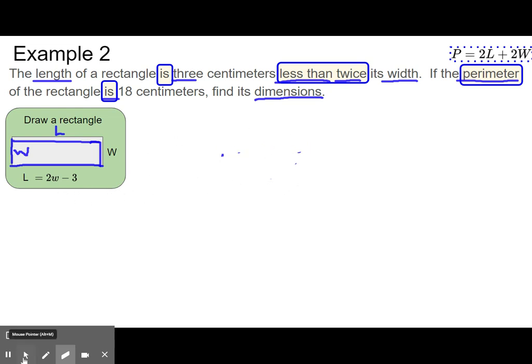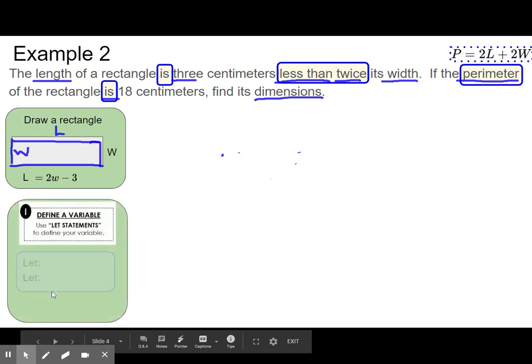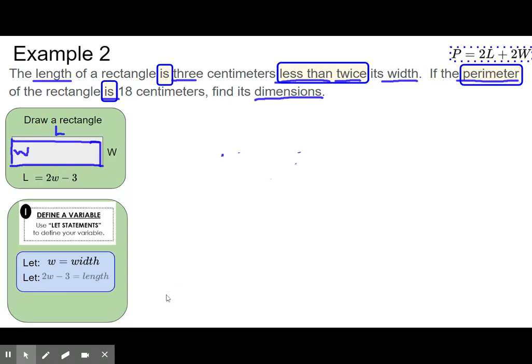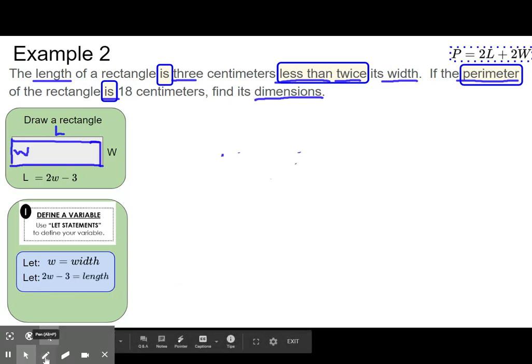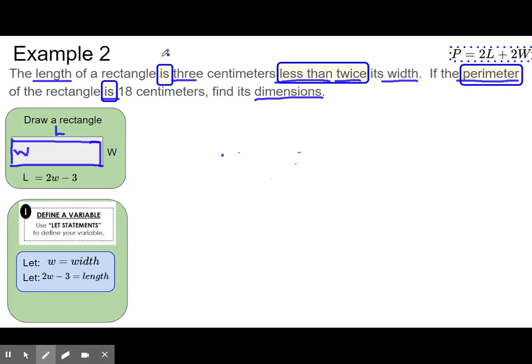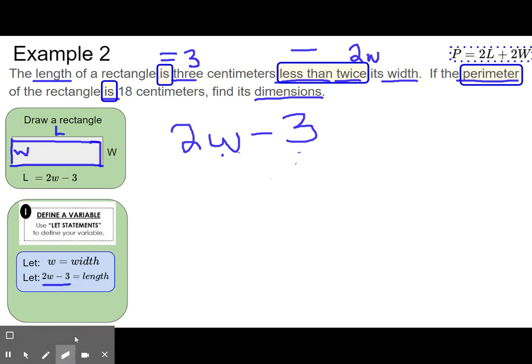All right, what's our next step? Define our let statements. Use let statements to define our variables. Once again, I'm going to let W be width and length. Where did I get this from? Where did that come from? The length is 3 centimeters less than twice its width. Okay, I just wrote 3 minus 2W. We know that is wrong. 3 less than. Less than is a reversal word. It goes behind. That is where that came from. Beautiful.